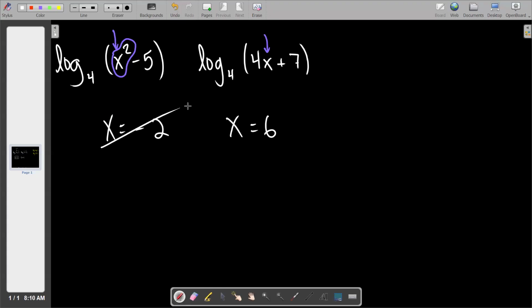Let's test 6. What's 6 squared? 36 minus 5 is 31. So it passes the first test, but we still have to test it again. One pass equals have to go again. One fail equals I'm done. So if you put 6 in the second one, it's pretty obvious that that's going to be positive something. We don't even really care what it is, but it passes. So x equals 6 can have a box. X equals -2 got the cross.